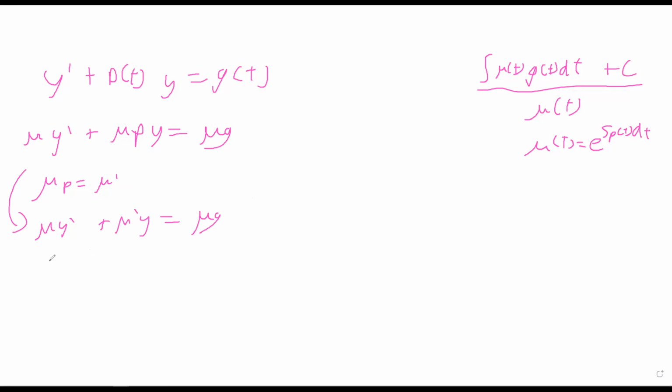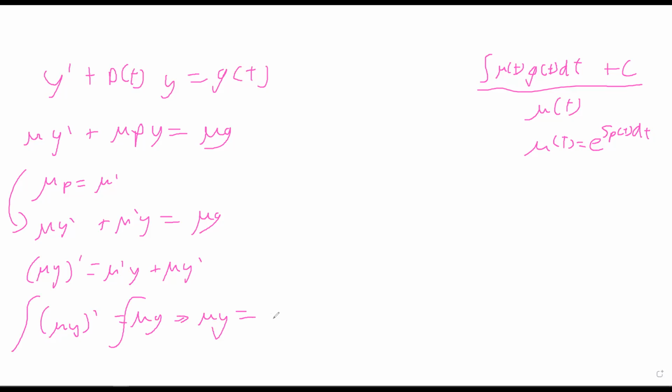It's the product rule. Mu y prime is equal to what? Take mu prime y plus mu y prime. The product rule allows us to turn this thing into mu y prime equals mu g. And now if you just take the integral of both sides, then you get mu y equals the integral of mu(t) g(t) dt.